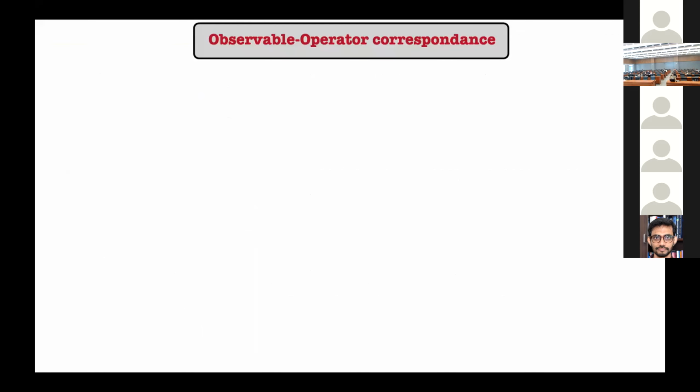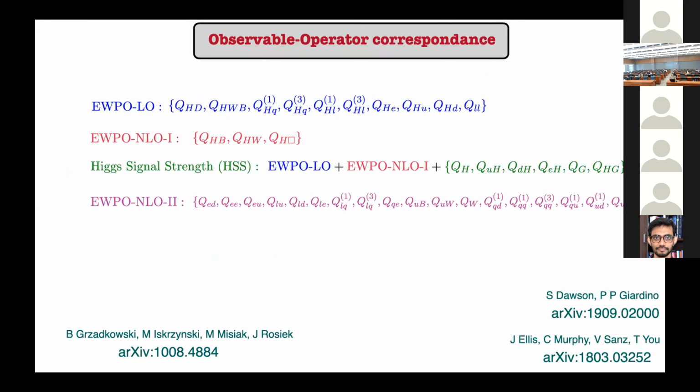So now I'll be emphasizing the correspondence between the observables and the effective operators. You can parameterize different kinds of observables based on a set of effective operators, and these are the nice references where they have written down which effective operators affect different low energy observables. For example, here I'll be focusing on the electroweak observables and the Higgs signal strength. So you can see at leading order the electroweak observables are affected by this set of operators. And you might be wondering why I differentiated this NL1 and NL2? It is just for the presentation point of view.